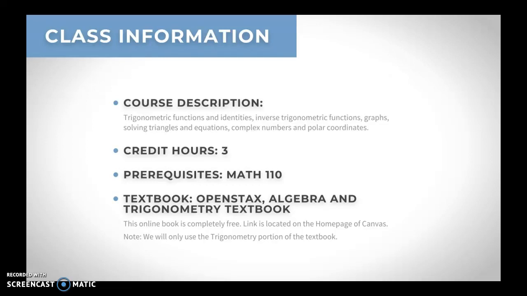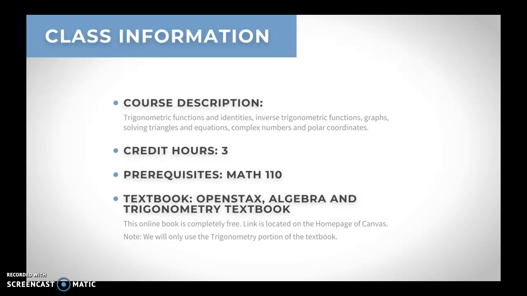Okay, so here's our description. We're going to be looking at some functions, some identities, and we'll look at a couple of different coordinate systems, but we'll go over that step by step. This is 3 credit hours, and you should have taken Math 110 before this class.